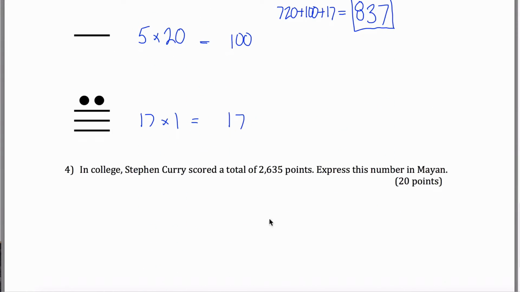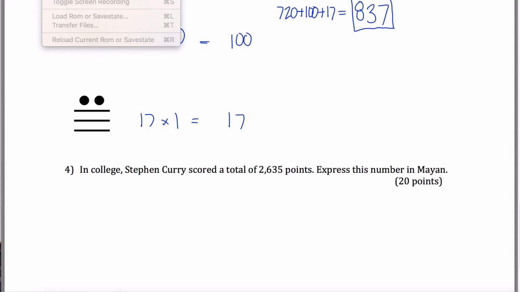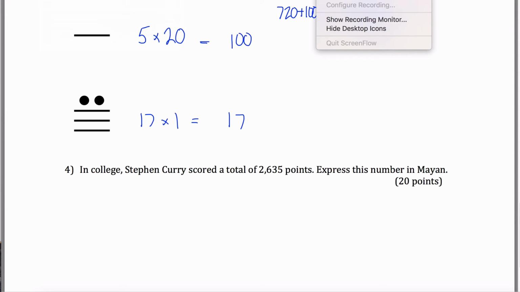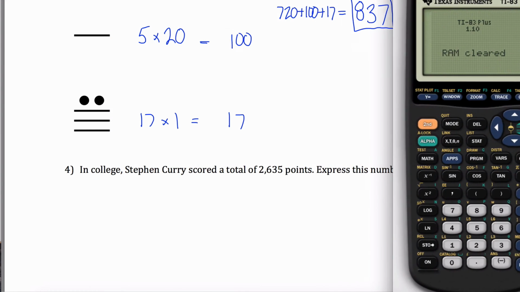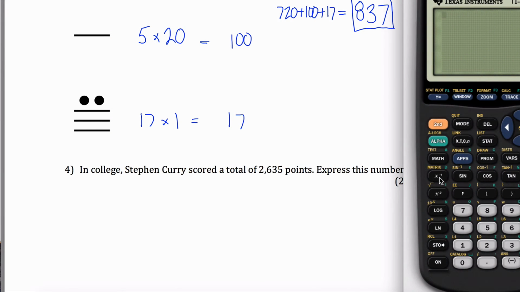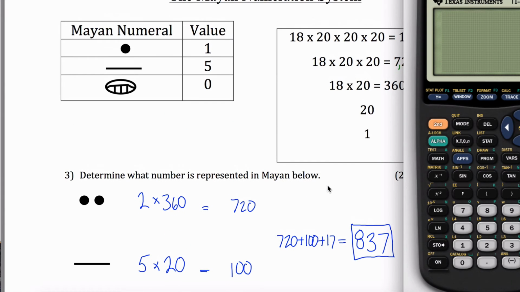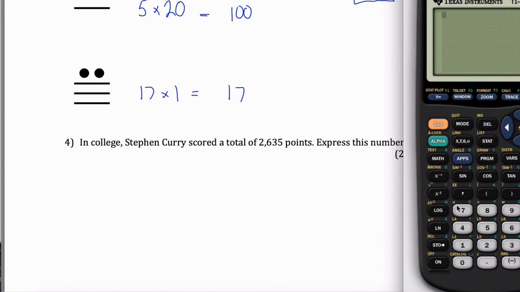How many 360s? Well, you might want to pull out a calculator at this stage. Figure out how many times 360 goes into 2635. Actually, I have a calculator. I think I do. Yeah, I do. There it is. There's my calculator. Kind of fancy. So what I'm going to do is figure out how many 360s I can make out of 2635. So I'll take 2635 and divide it by 360. And what I get is a little bit more than 7.